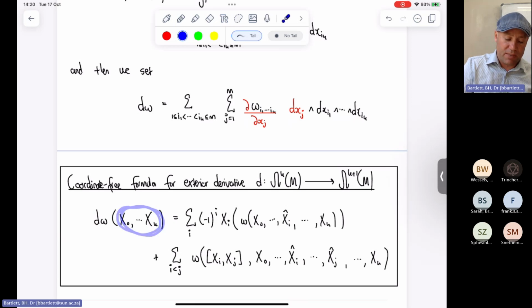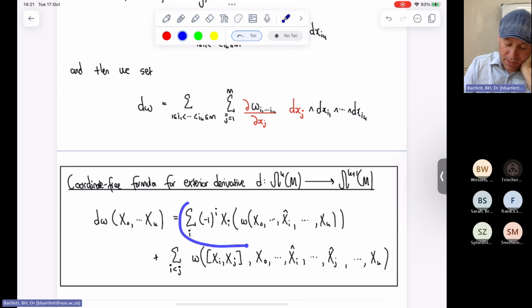So I have to say what d omega does to these vectors. These are just arbitrary vectors. They've got nothing to do with a coordinate chart. They're just arbitrary vectors in the tangent space at each point. And I need to say what the K+1 form is going to do when it eats them up. I have to calculate a number now. And this number is calculated as follows.